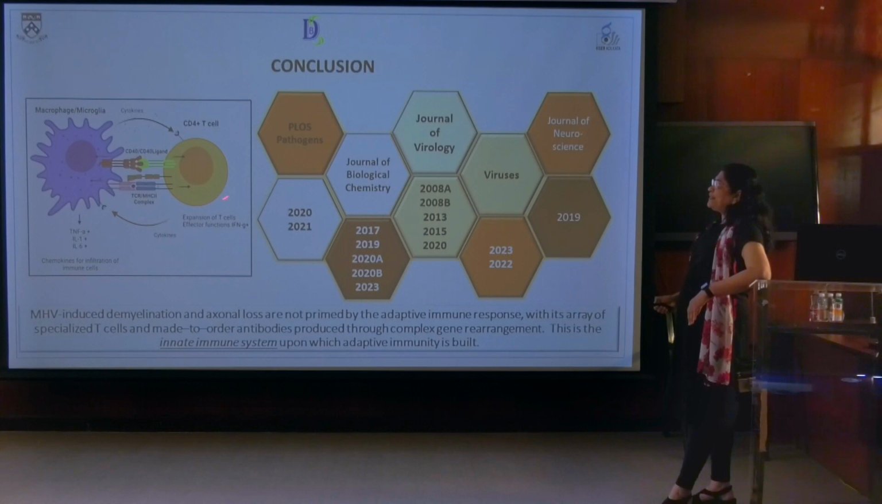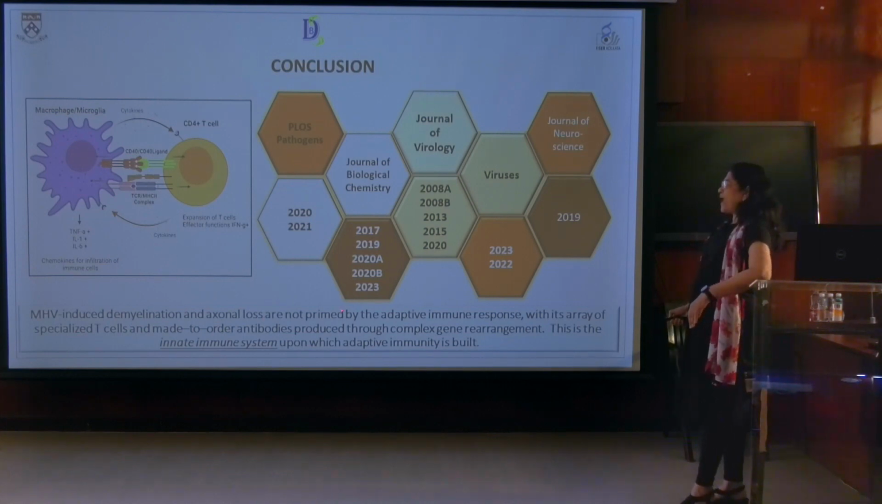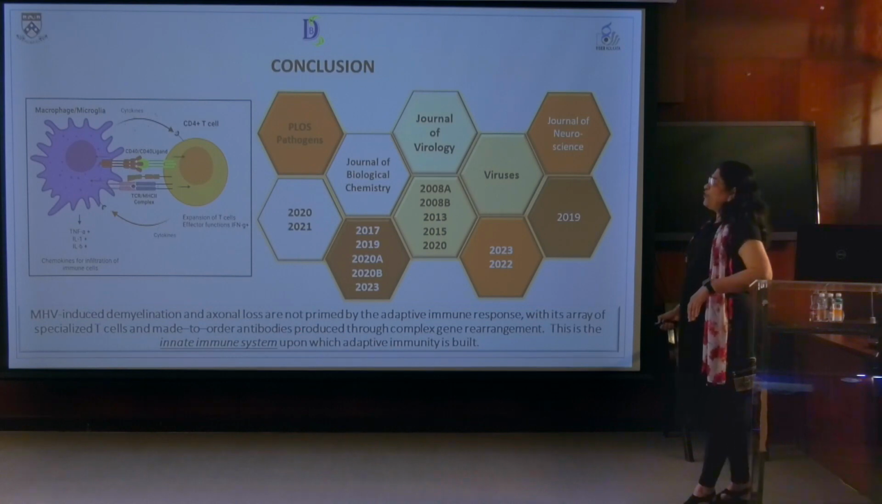CD40 ligand deficiency results in severe chronic stage demyelination and axonopathy also. So by taking this dyad, CD40 ligand interaction, we can conclude that MHV-induced demyelination and axonal loss are not primed by the adaptive immune system, which happens in the EAE, CD4 T cell mediated damage, with its array of specialized T cells and made-to-order antibodies produced through complex gene arrangement. Rather, it is the innate immune system upon which the adaptive immune system is built, and that's what we concluded.